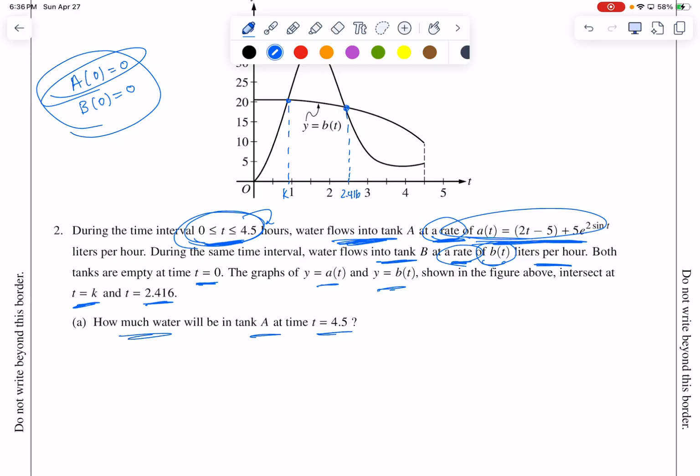How much water will be in tank A at 4.5? What do I do? The integral from 0 to 4.5 of little a of t dt. Right there's 1 point. Now type it in your calculator and you get the second point. Anytime you want to find the amount of something, you always do an integral. You're always doing displacement.